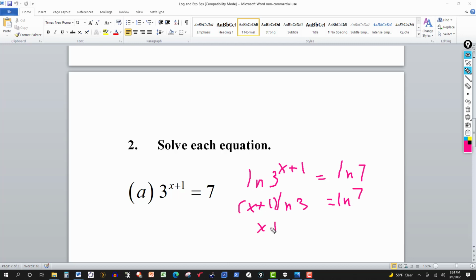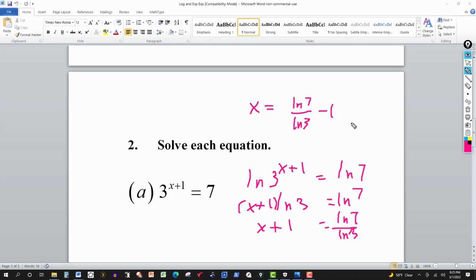And remember that ln of 3 is just a number, so just divide through. Divide both sides by that number. So this is ln of 7 divided by ln of 3. We have to just solve for x. If I subtract 1 from both sides, the left side will give me just a plain x. x is equal to ln, or natural log, of 7 over natural log of 3, minus 1.